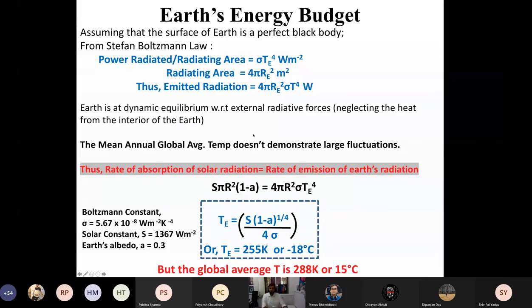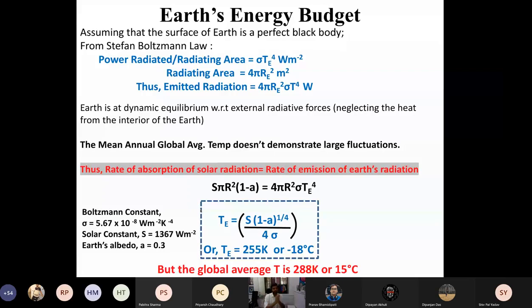So if the Earth is at a temperature of T, then the back radiation is happening with a characteristic flux of sigma T to the power 4. And radiation is happening across an area of 4 pi r square. So the total emitted radiation is 4 pi r square times sigma T to the power 4. Okay, and this is for the fact that Earth is in thermal equilibrium. Temperature is not changing with time. Okay, if there is a change in temperature with time, this equation doesn't hold true.